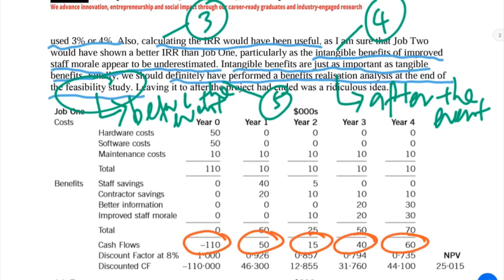Take the negative 110, and then plus the 50 coming back, then 15 coming back, 40 coming back, 60 coming back. So try to calculate the payback here. I don't want to disclose the answer here. You try to calculate the payback period, and compare to job 2 now.